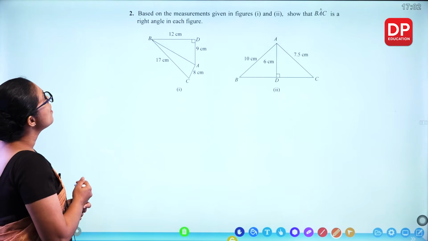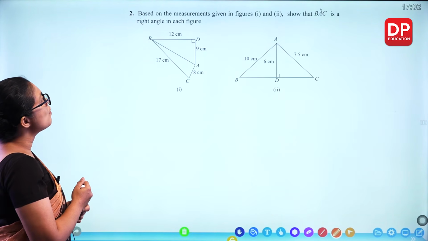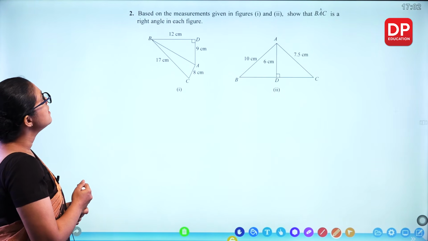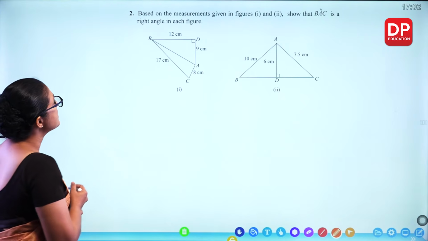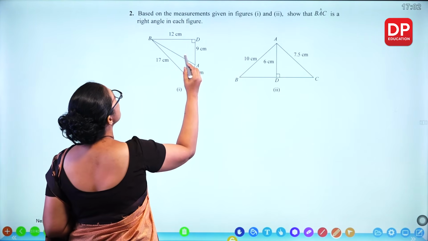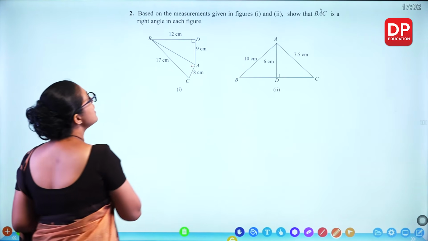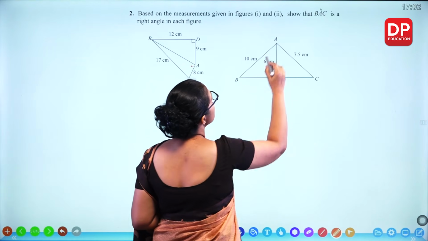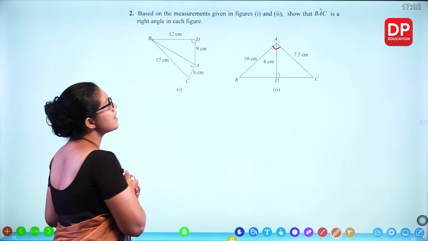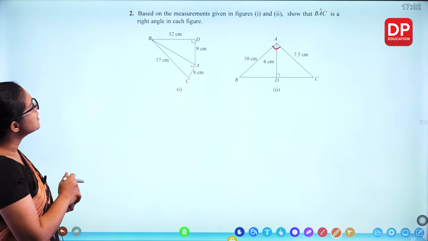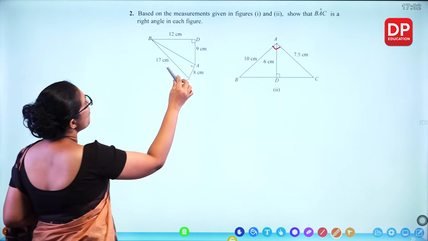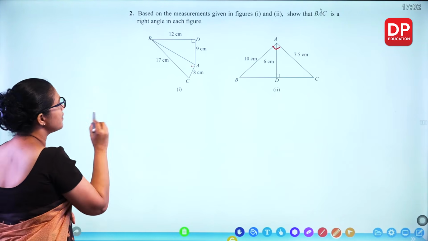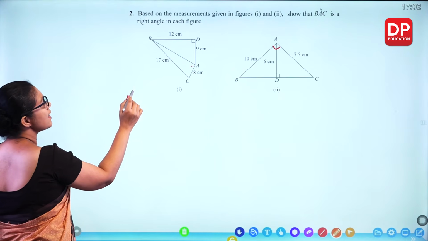Question number 2. Based on the measurements given in figure 1 and 2, show that BAC is a right angle in each figure. So this one we have to show that it's a right angle triangle. So first we need to take this triangle and find out AB squared, because that's a right angle triangle.